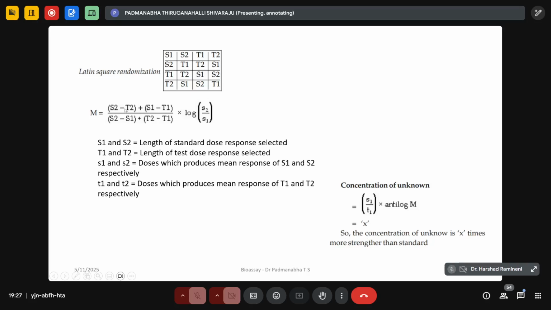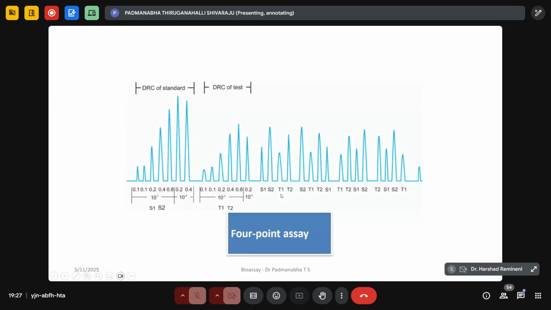So the height has to be calculated graphically. Again, you need to plot on the graph sheet and calculate the values. And this is the 4-point assay, similar to the 3-point assay. What you saw initially, we need to standardize the heights for the standard drug and the test compound. Later, you go with S1, S2, T1, T2. This will be the first, and this will be the second, third, and fourth. In the 4-point assay, you take an average of all S1, all S2, T1, T2 heights, and you calculate. And also the dose concentration which was used.